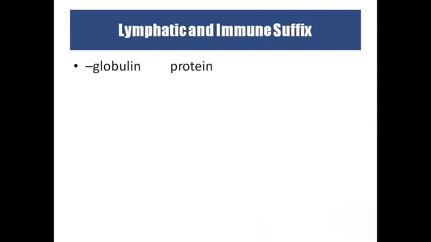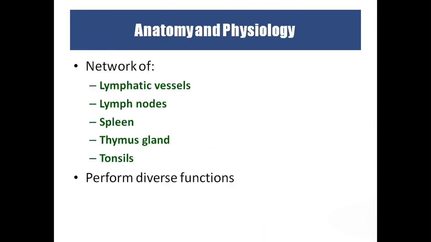Coming to the suffixes, globulin. Globulin means protein. So immunoglobulins are proteins which fight against infections. Coming to the anatomy and physiology again: lymphatic vessels, lymph nodes, spleen, thymus, tonsils. Each function is different from another.